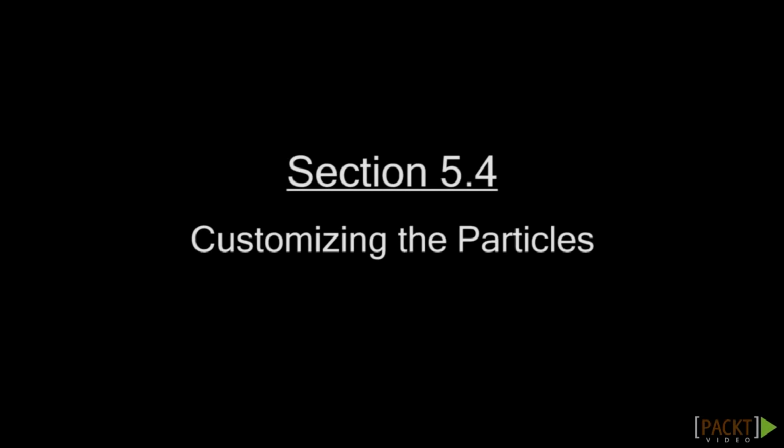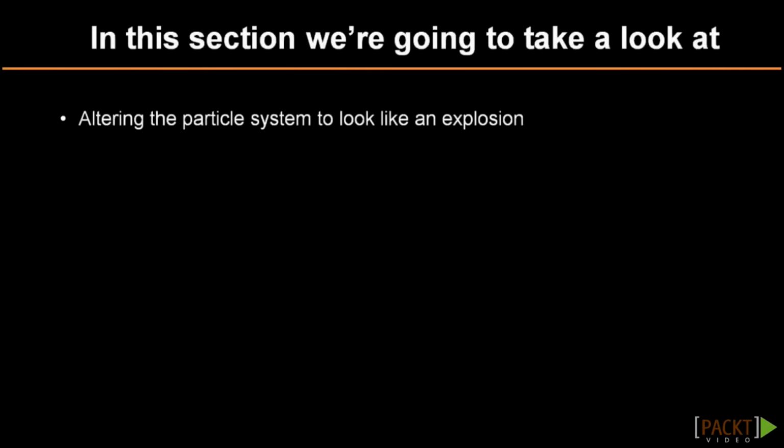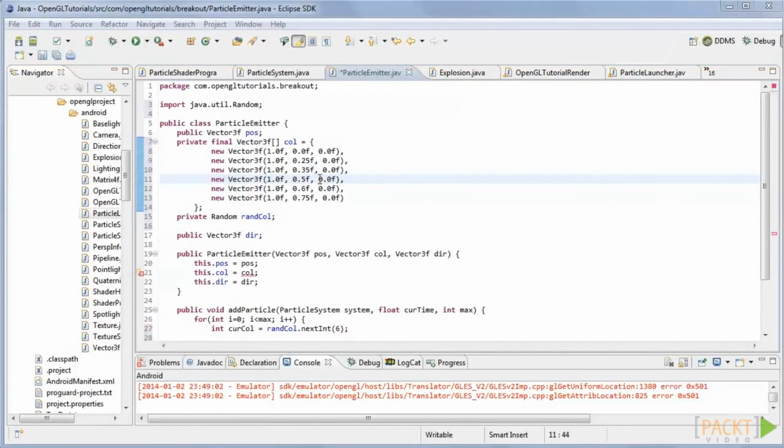Hello everyone, this lesson is called Customizing the Particles, and in this lesson we'll be altering our current particle system to look more like an explosion. Our first change will be to alter the colours so that they vary between red, yellow and orange. Go to the particle emitter class and add a new array of vectors for the colours to the top of the class, as well as a random for the random colour.